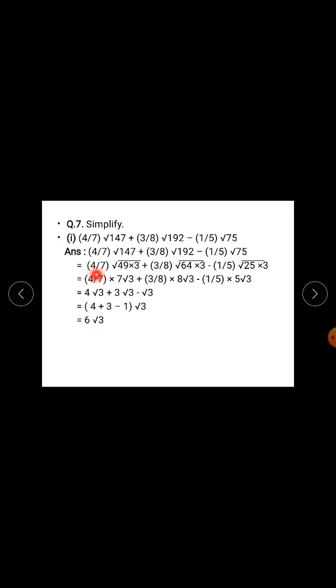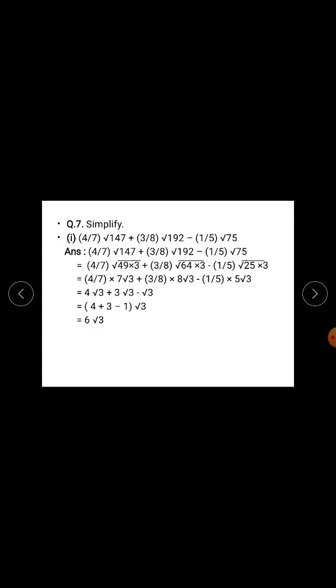So 4 upon 7 into root of 49 into 3, plus again 3 upon 8 into root of 192. But root of 192 we can write as root of 64 into 3. 64 3s are 192 and 64 is a perfect square. So plus 3 upon 8 into root of 64 into 3.